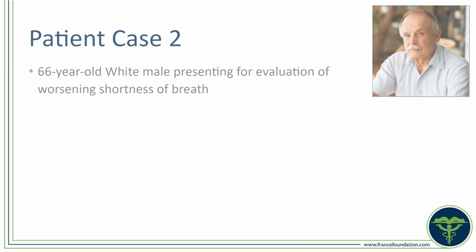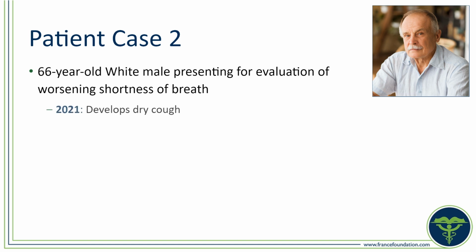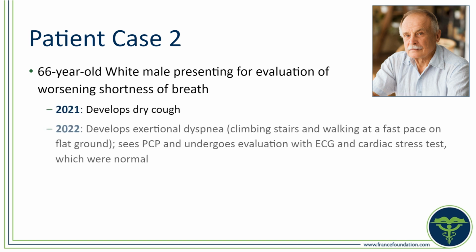This is a 66-year-old white male who presented for evaluation of worsening shortness of breath. His clinical history goes as such. In 2021, he developed a dry cough. In 2022, then, he noticed an exertional shortness of breath, which was initially most notable when climbing stairs, but then progressed to the point where he was short of breath when walking at a fast pace, even on flat ground.